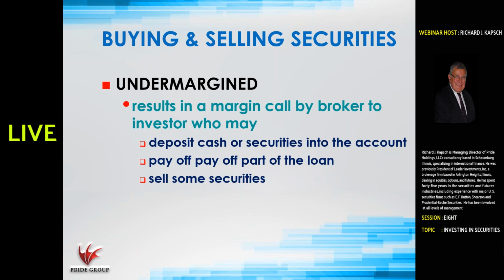Second, you can pay off part of the loan. Or third, you could sell out some securities, to sell enough securities to generate enough cash to help you meet your margin call. And by virtue of having signed a hypothecation agreement when you open the margin account, all the control of that account falls with the brokerage firm. So you're basically at their mercy. If you fall below margin, they can really do whatever they want with your securities in that particular account.